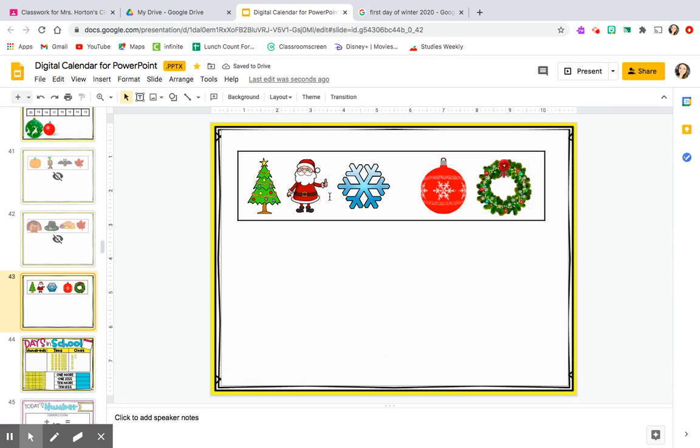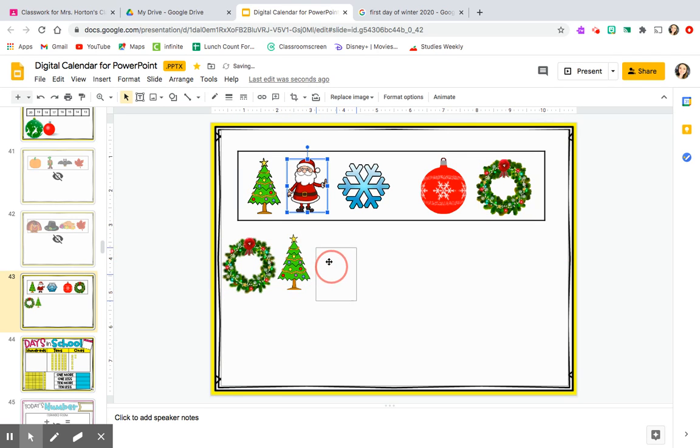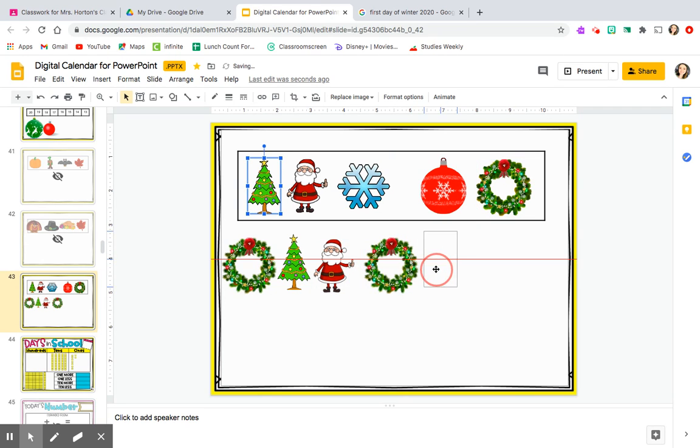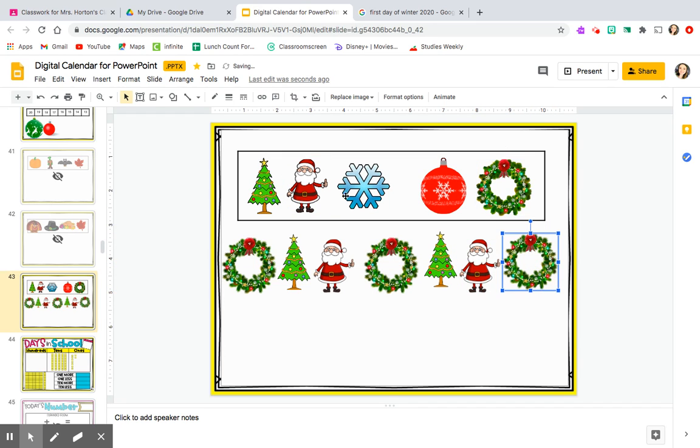Let's make a pattern with our new shapes. So we have a Christmas tree, a Santa Claus, a snowflake, a Christmas ornament, and a Christmas wreath. I'm sure you see all these during our holiday time of Christmas. Okay, let's start with 1. We're going to do a Christmas wreath, Christmas tree, and Santa. Christmas wreath, Christmas tree, and Santa.